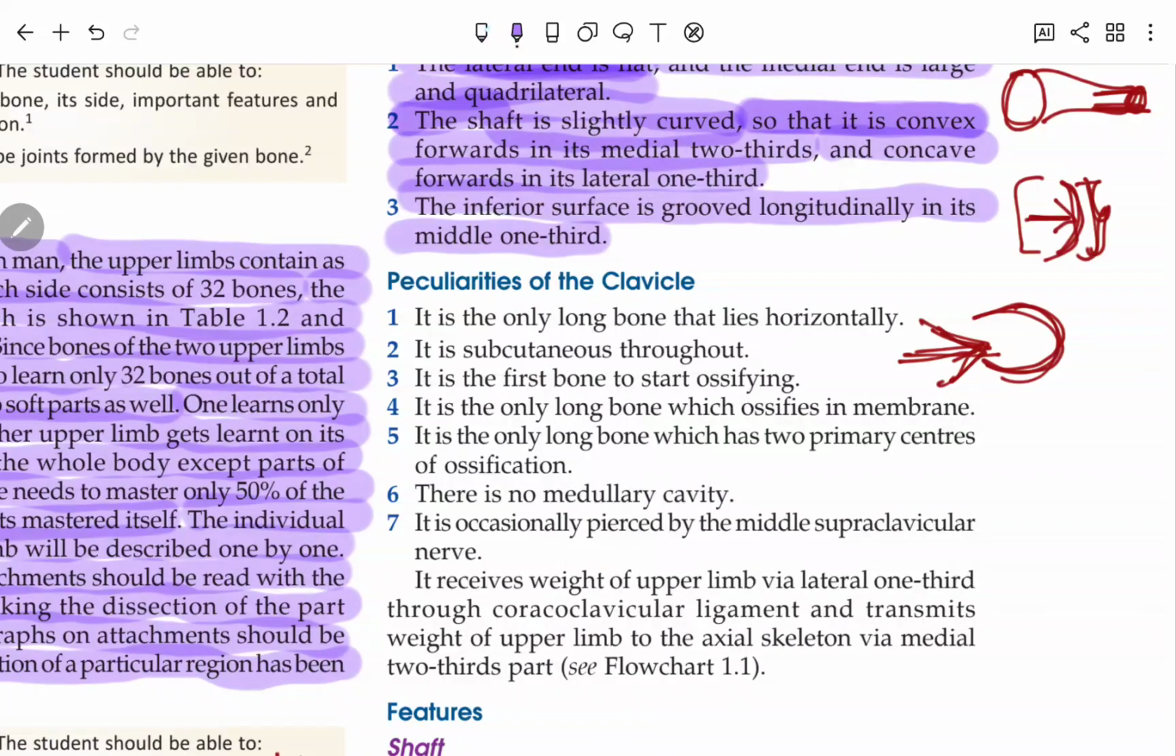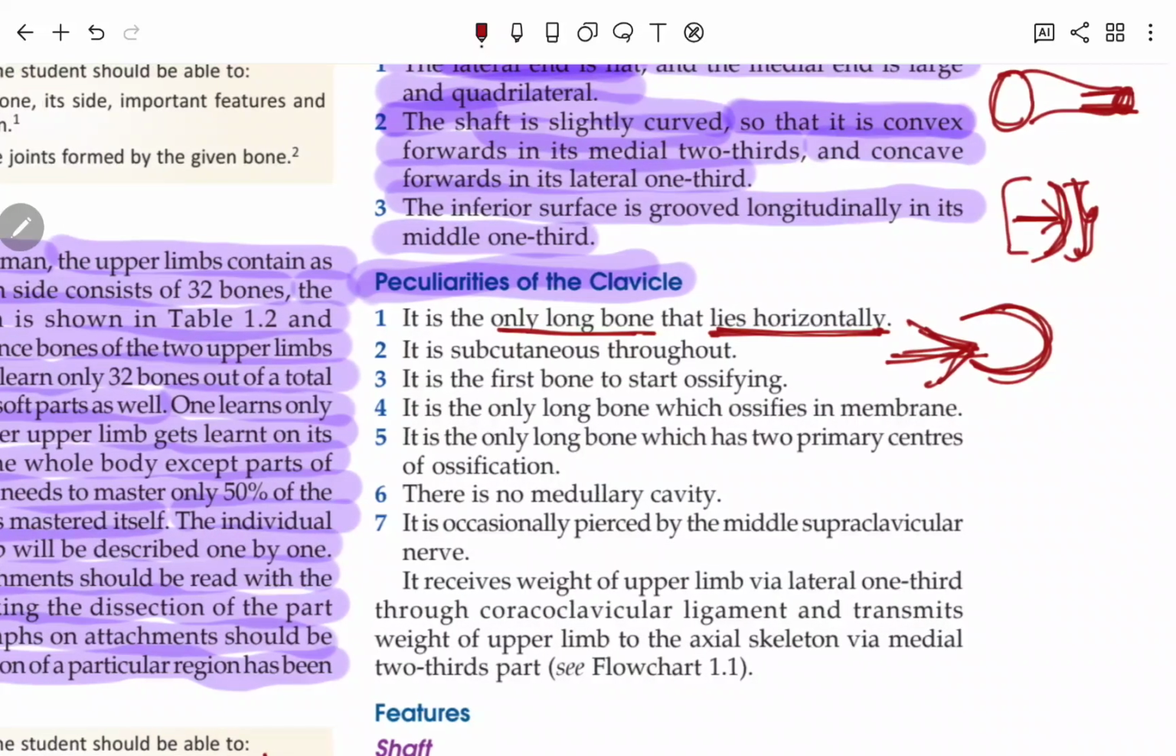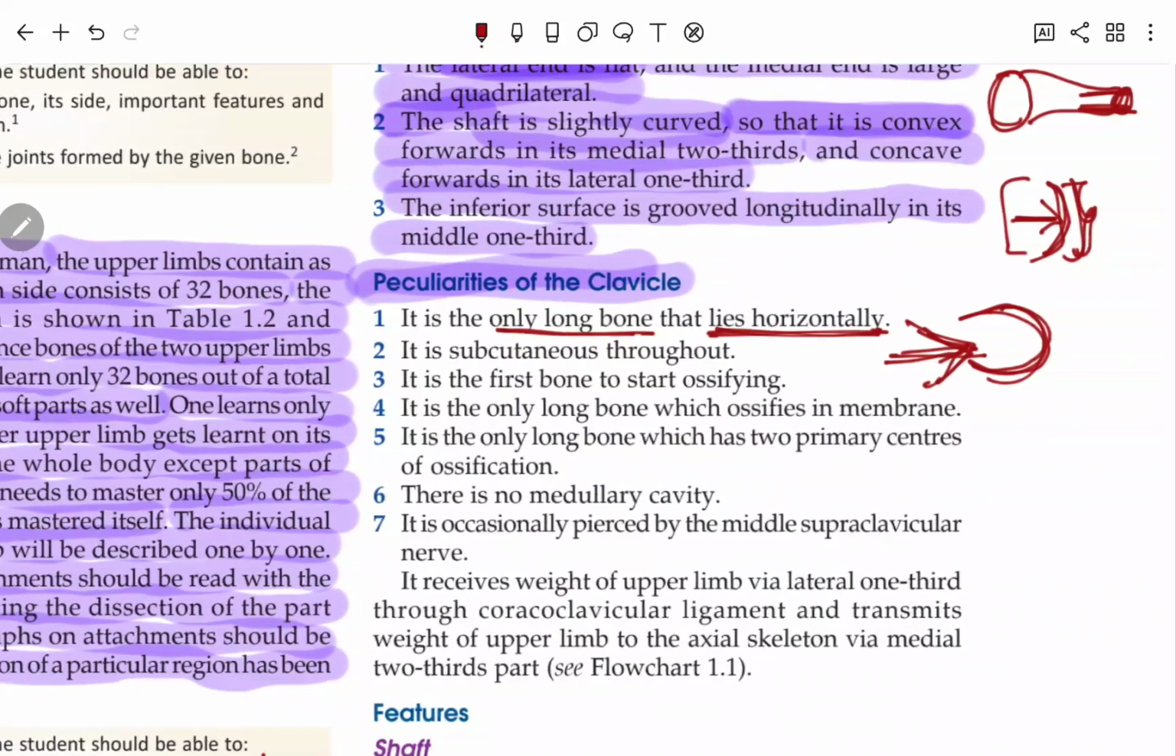Now, peculiarities of the clavicle. If we are asked what the speciality of the clavicle is, it is the only long bone that lies horizontally. There are other long bones too, but they don't lie horizontally. They are either vertical or in another plane. It is subcutaneous throughout. We can palpate it.